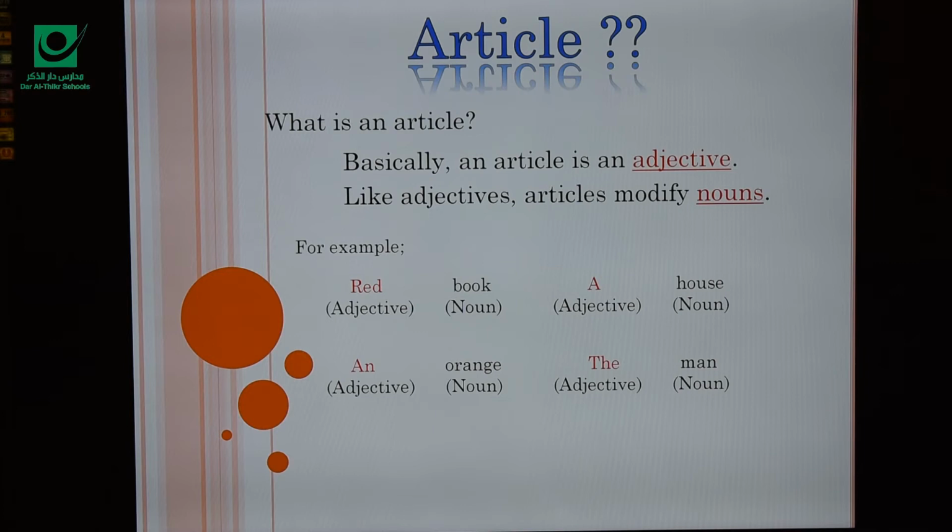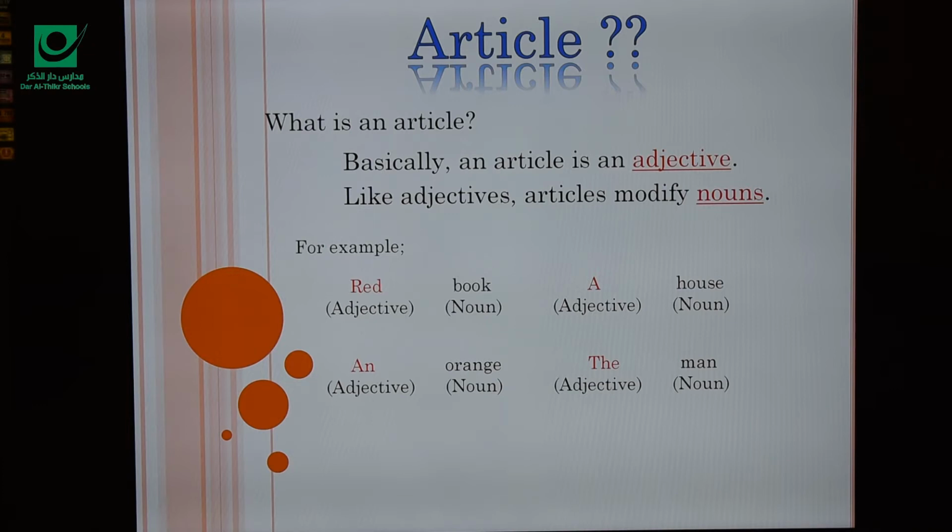Let's know. The article is basically like an adjective, and we use it before nouns. So articles are used to modify nouns. For example, when I describe the book and I say the red book, I gave the book an adjective. It's colored, so it's red. Or I can say a house, an orange, or the man. All of these words, house, man, orange, book, are nouns, and before them I used articles.